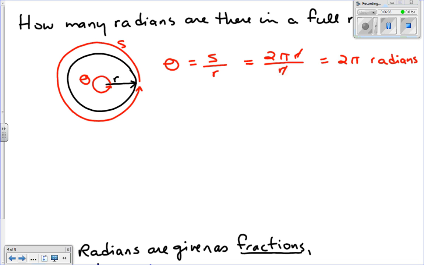Now, if you recall from earlier when we were talking about degrees, a full rotation is 360 degrees. So I've got 360 degrees is equal to 2 pi radians. So if we divide both of those by 2, we'll have 180 degrees, or a straight angle, or half a rotation, is equal to pi radians.